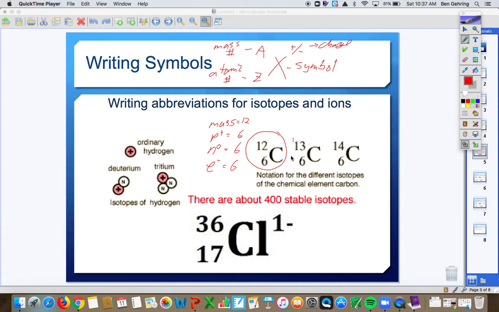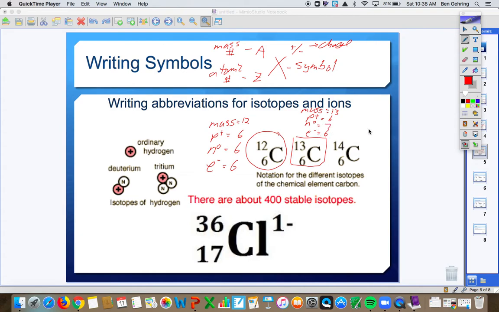If I look at this one in the middle, my mass is 13. What's my proton number? We look at the atomic number. I know my protons, I still have 6. 13 minus 6 gives me 7 neutrons. Is there a charge? The answer in this case is no. So electrons, I still have 6. So I have 6 protons, 7 neutrons, and 6 electrons. So the only difference between carbon 13 and carbon 12 is my 1 neutron.